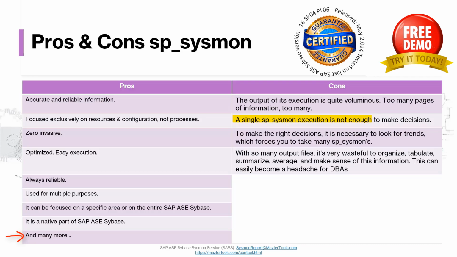It is then necessary to take many samples, which generates many output files, and if we add to this that each file consists of many pages, its organization, tabulation, summarization, averaging data and making sense of the data contained here becomes a headache, and it can take days or weeks.